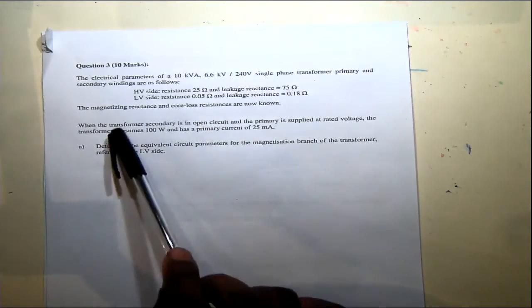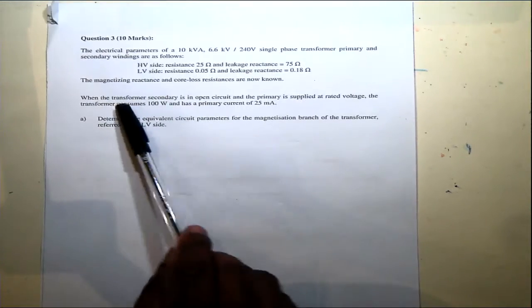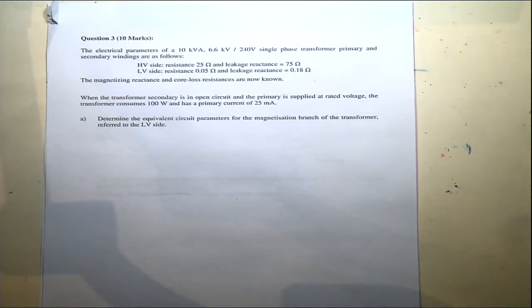The magnetizing reactance and the core loss resistances are not given. When the transformer secondary is open circuited and the primary is supplied at rated voltage, the transformer consumes 100 watts and has a primary current of 25 milliamperes.